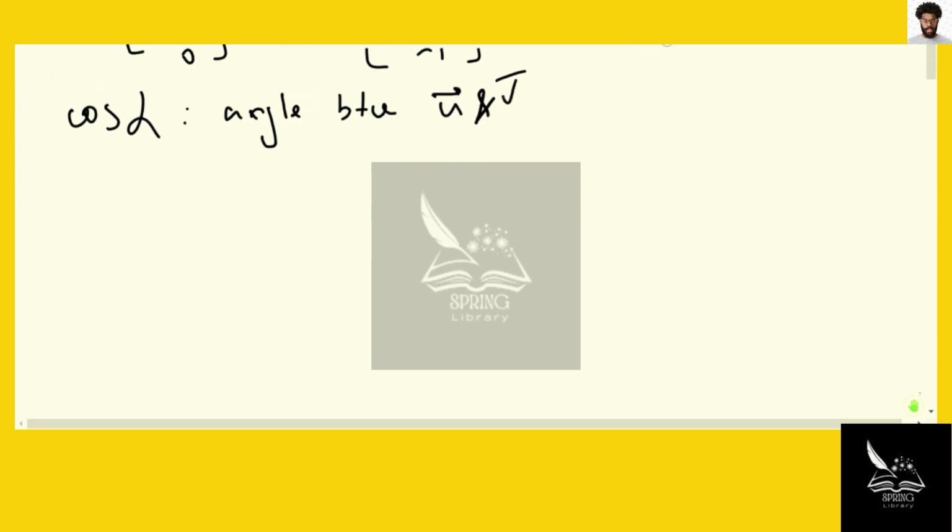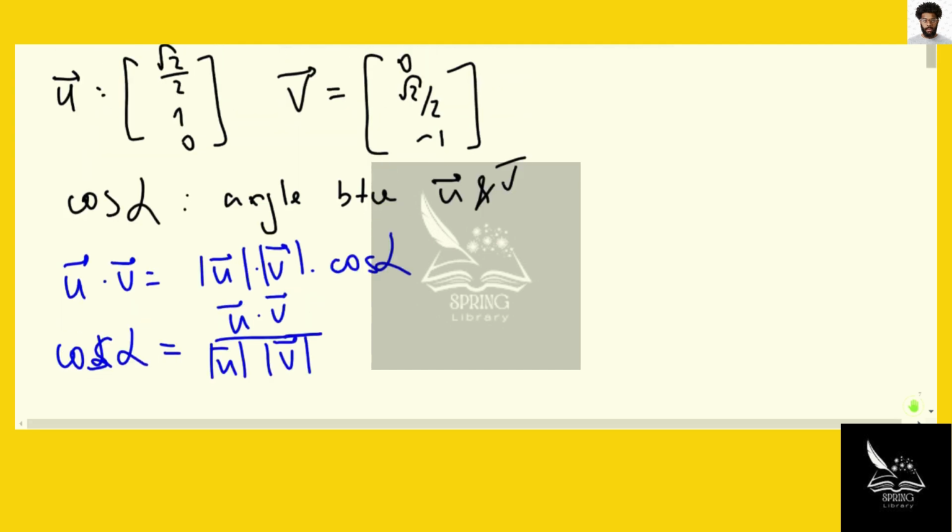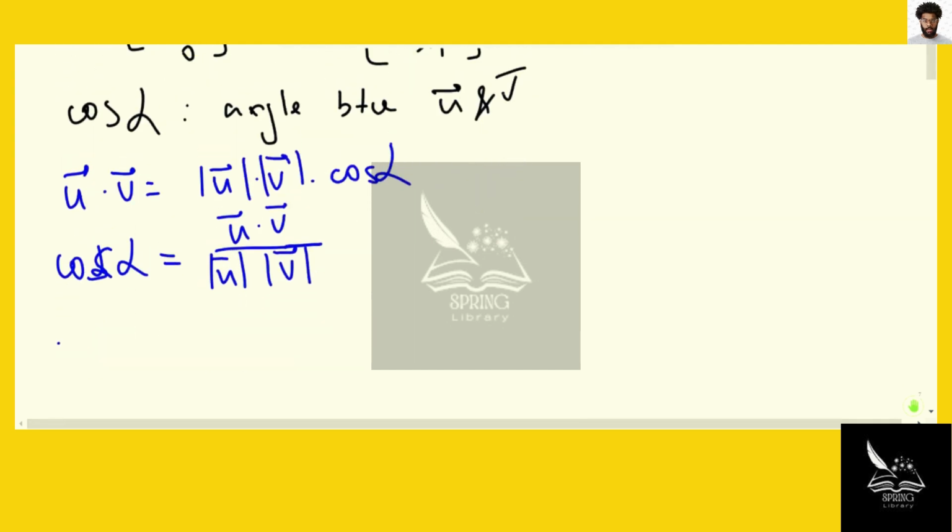So the scalar multiplication of these vectors equals the length of each vector multiplied by the cosine of the angle between these two vectors. So therefore, cosine of the angle equals the vector multiplication divided by the length of each vector. So let's first calculate the scalar multiplication, the scalar product.